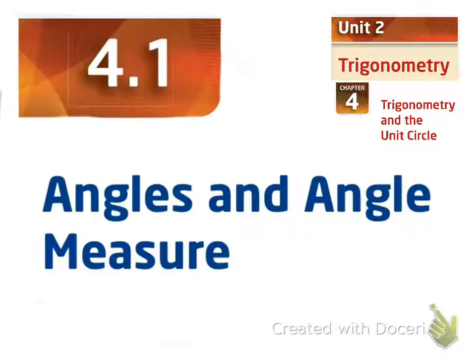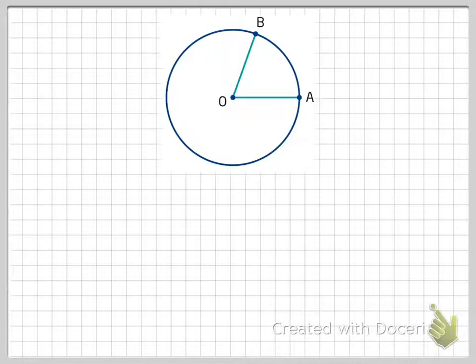All right, Math 30-1, Chapter 4, Trigonometry and the Unit Circle. This is part of Unit 2 on Trigonometry, and we're on 4.1, Angles and Angle Measure. First of all, let's look at the difference between radians and degrees.